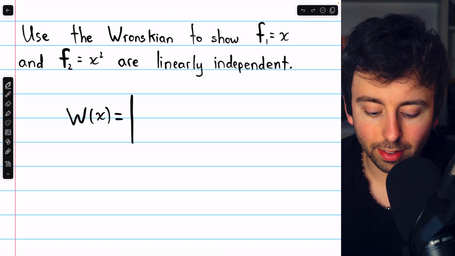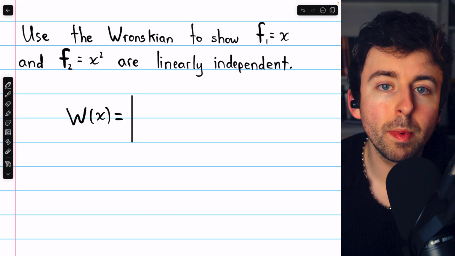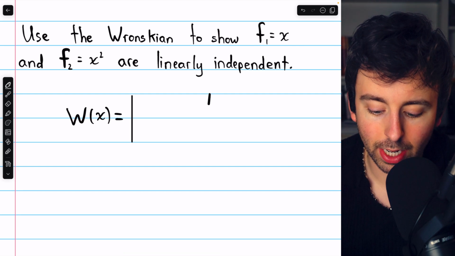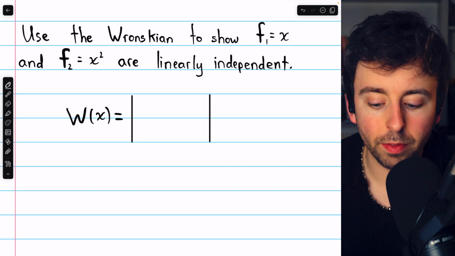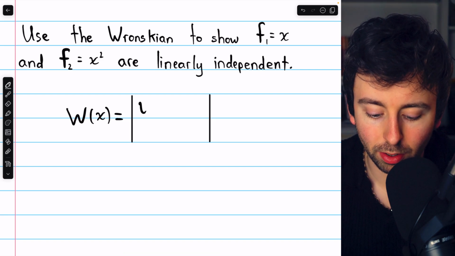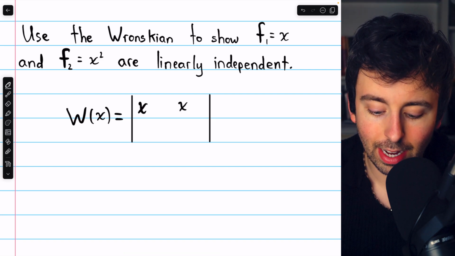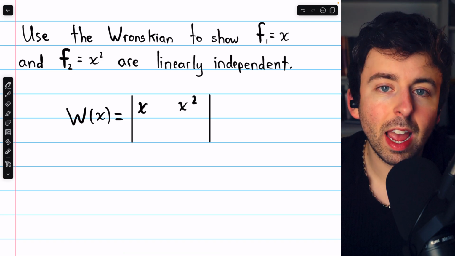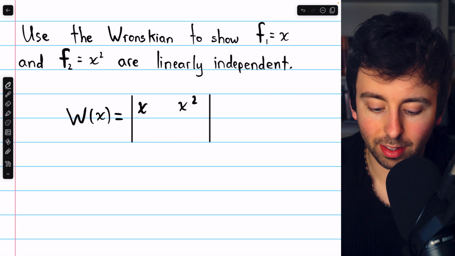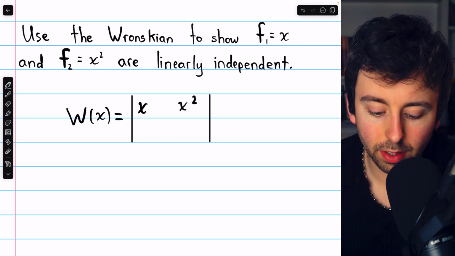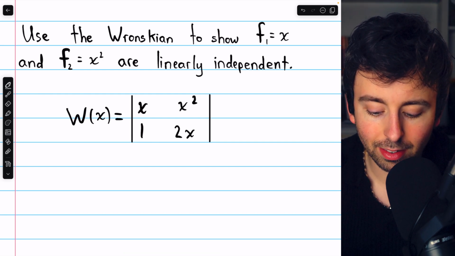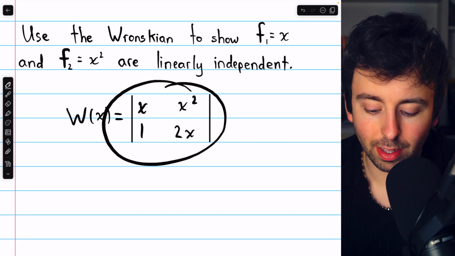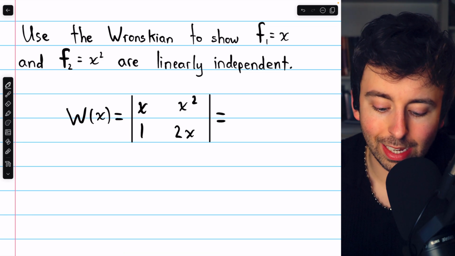We have two functions, and so we're going to have a 2 by 2 matrix determinant. The first row is the 0th derivatives of the functions, which is to say just the functions, x and x squared. And then we'll just have one row of derivatives, in this case, the first derivatives. The derivative of x is 1, and the derivative of x squared is 2x. So the Wronskian is just this determinant, which is straightforward to calculate.